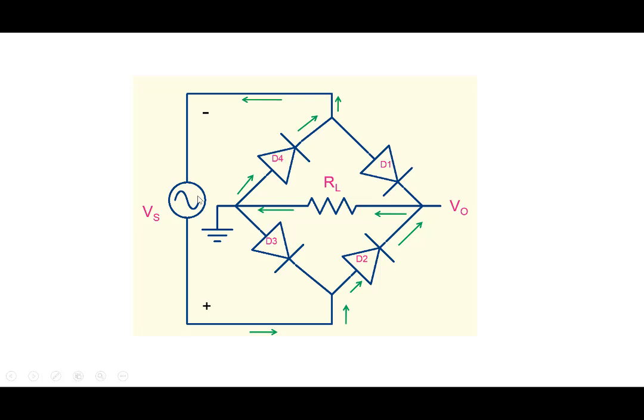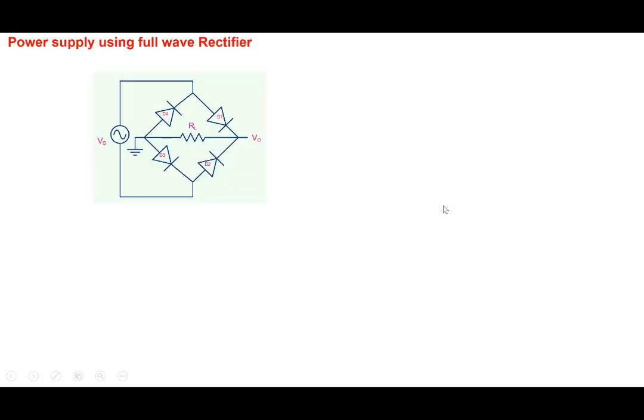So note again that even though the polarity has reversed, which means we are in the negative cycle of the sinusoid, the voltage is still positive. The current flowing through RL is still in this direction and the voltage is still positive. So we are getting a full wave rectifier here.